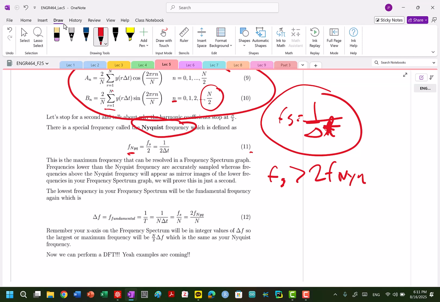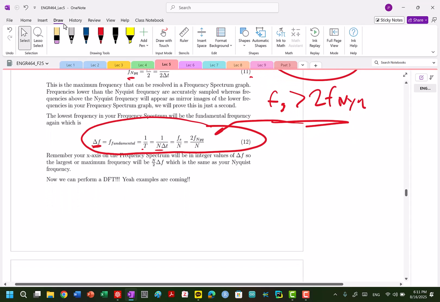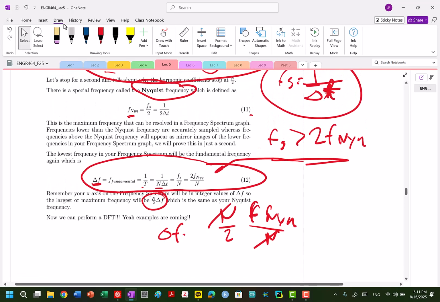So there you go. That's pretty much it. Our delta f is just going to be 1 over T, 1 over n delta t, f of s over n, or again, we can make that substitution and make it 2 f Nyquist over n. Again, that's the limit that you're hitting there. So your largest frequency will be n over 2. We can do that in this form here, which will be your f Nyquist over n. That cancels, so you can get that delta f is equal to f Nyquist over 2, which is effectively what we've been seeing here.